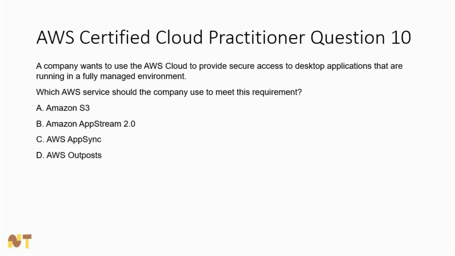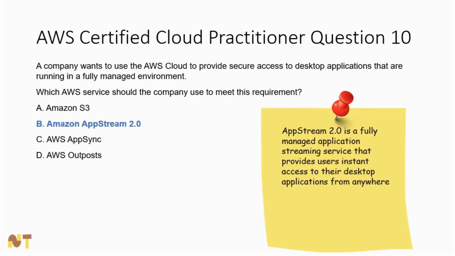A company wants to use AWS Cloud to provide secure access to desktop applications that run in a fully managed environment. Which AWS service should the company use to meet this requirement? Options are Amazon S3, Amazon AppStream 2.0, AWS AppSync, and AWS Outposts. Correct answer is option B, AppStream 2.0. It is a fully managed application streaming service that provides users instant access to their desktop applications from anywhere. So the correct answer is option B, Amazon AppStream.